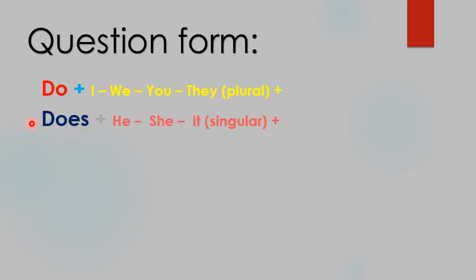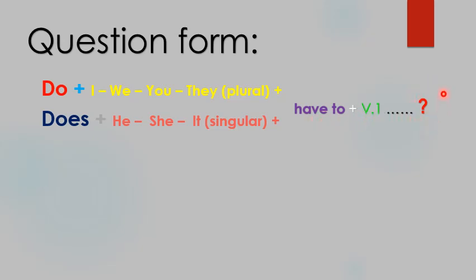About the question form حالة السؤال. So here we put do at the beginning of the sentence. إذا هنا نضيف do في بداية الجملة plus subject. So if the subject is plural إذا كان الفاعل جمع أو أي ضمير جمع we add do, and we add does if the subject is singular. إذا نضع does إذا كان الفاعل مفرد plus have to plus verb 1.